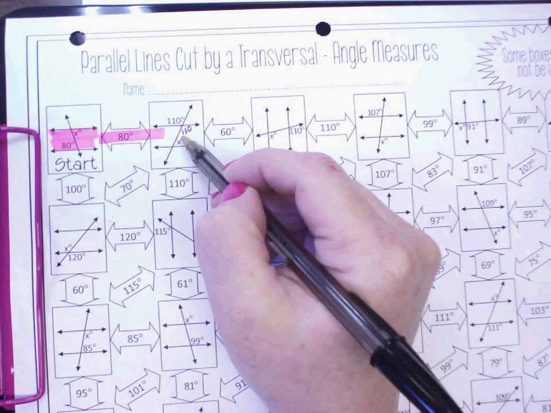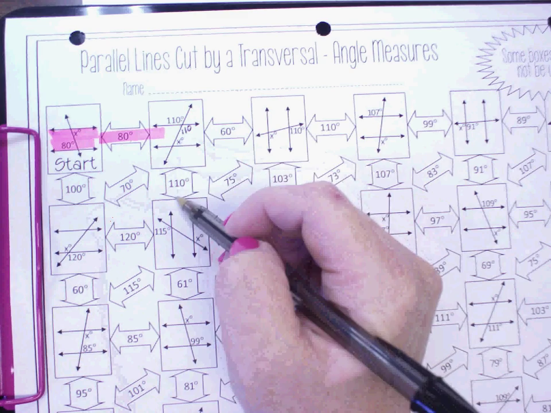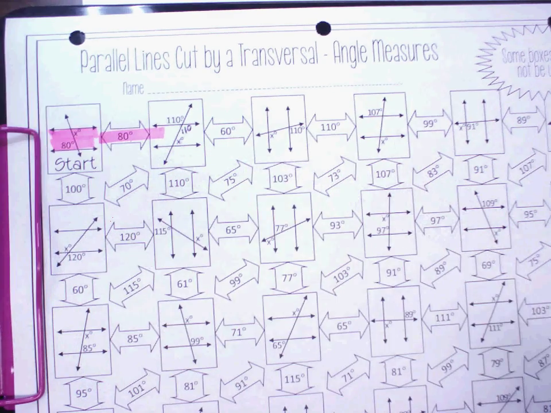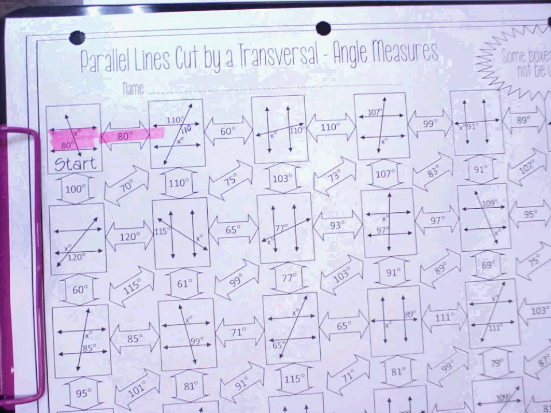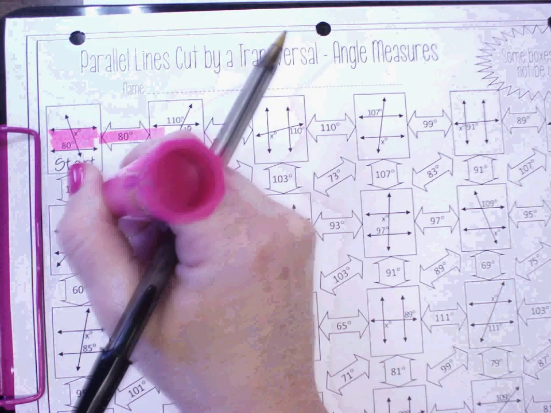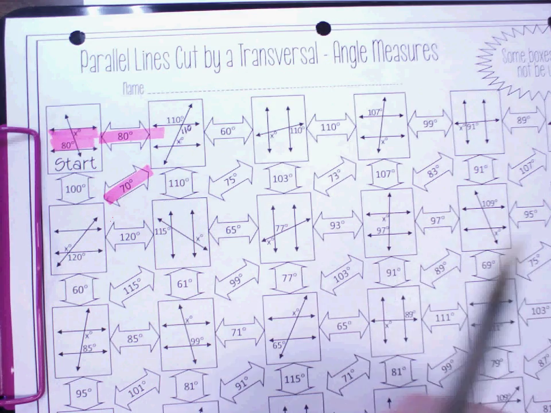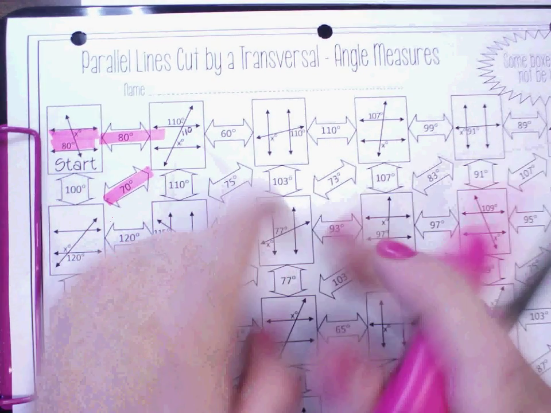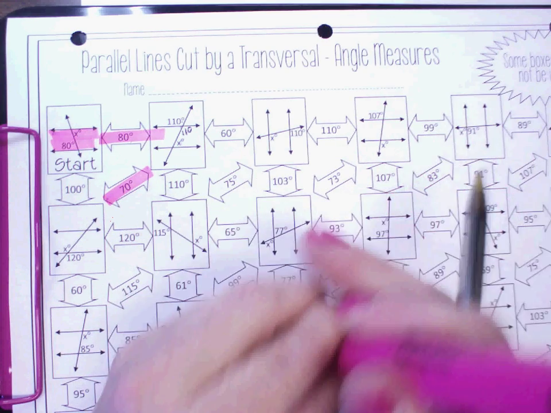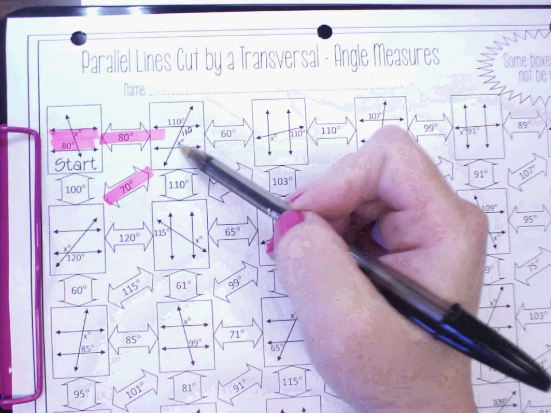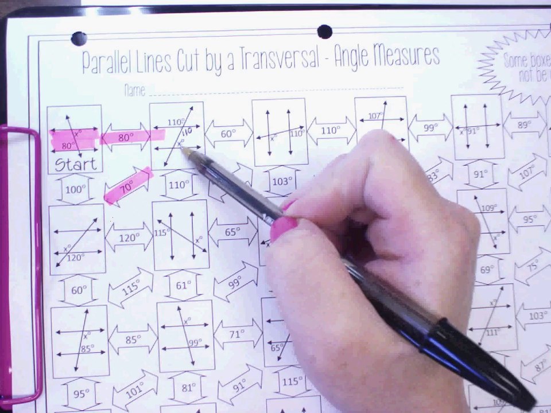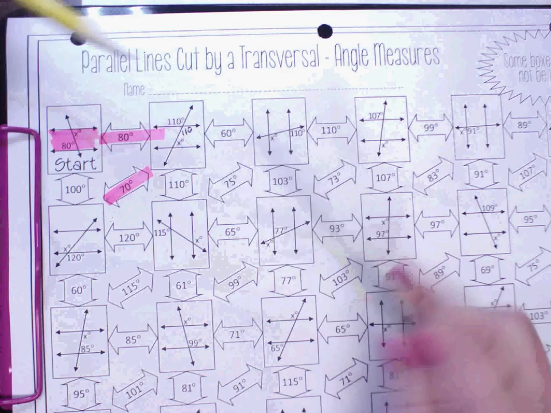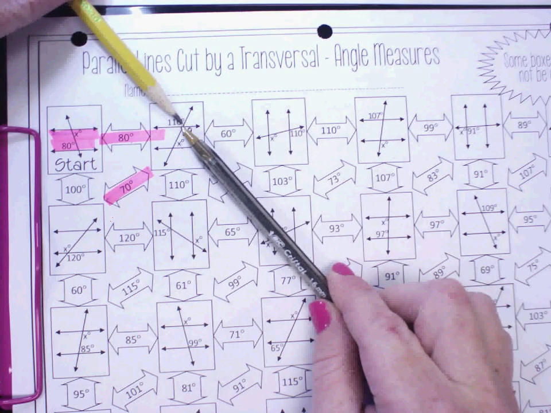All right. It was this way. These two, I'm going to say it again. There is no relationship between 110 and x. But there is a relationship between these two. They're vertical. So if this is 110, that's 110, and those two are same side consecutive, which means they add up to 180.